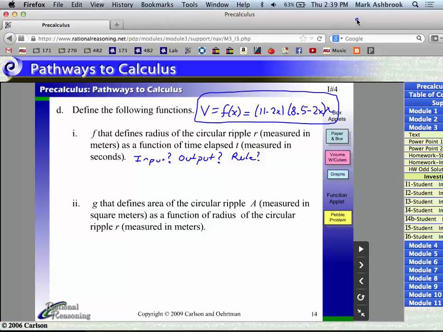So for each of these, this will help to set up the definition. Ask what's the input of f, what's the output of f, and what's my rule? What formula on the input will give me the output? Same with G, okay? So take 1 or 2 minutes, see if you can get that.